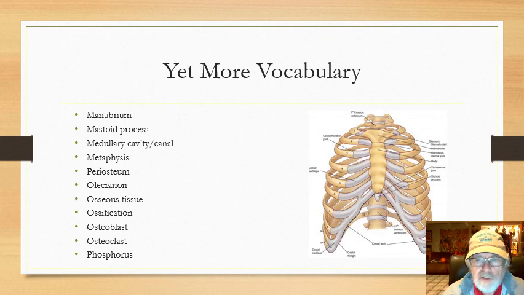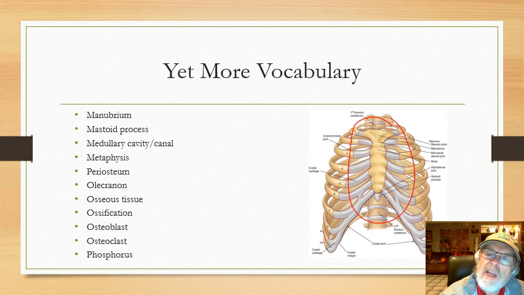Some more vocabulary words. Manubrium. Now, this is looking at the sternum, like we talked about before. This area right here is the sternum, and this top part right here is the manubrium, the one we talked about before. This little U-shaped ditch up there that you feel at the base of your neck is called the jugular notch.